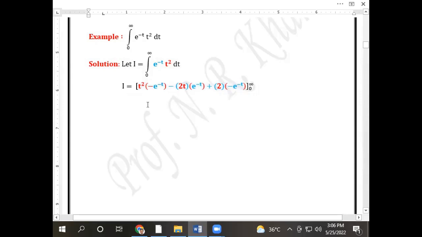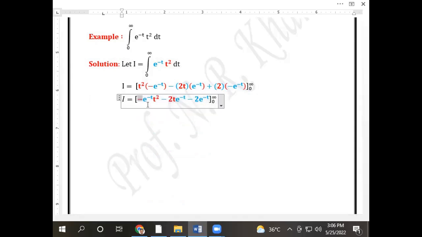Putting the upper and lower limits. Before that, we make the simplification, taking the negative sign common. e raised to minus t times minus t square, again minus 2t e raised to minus t, minus 2 times e raised to minus t.